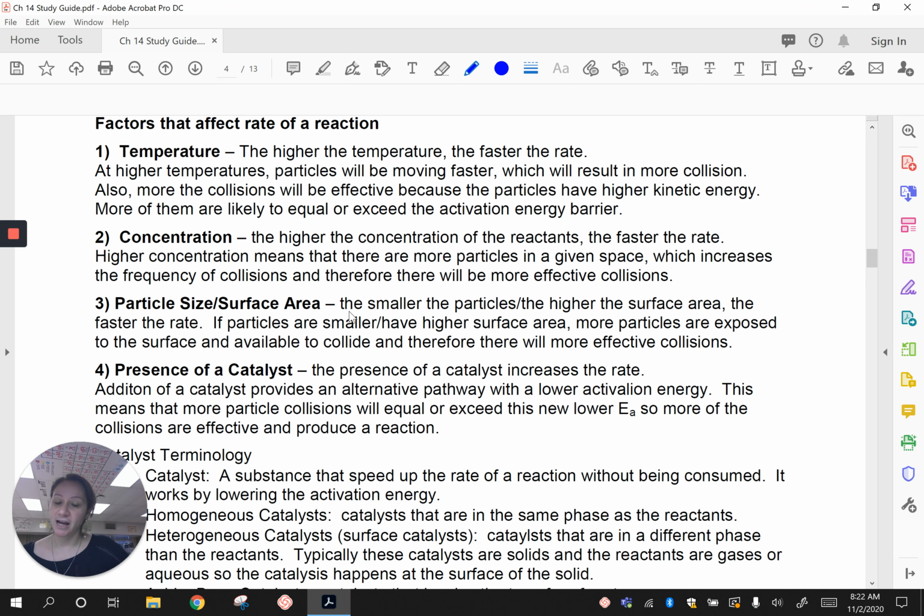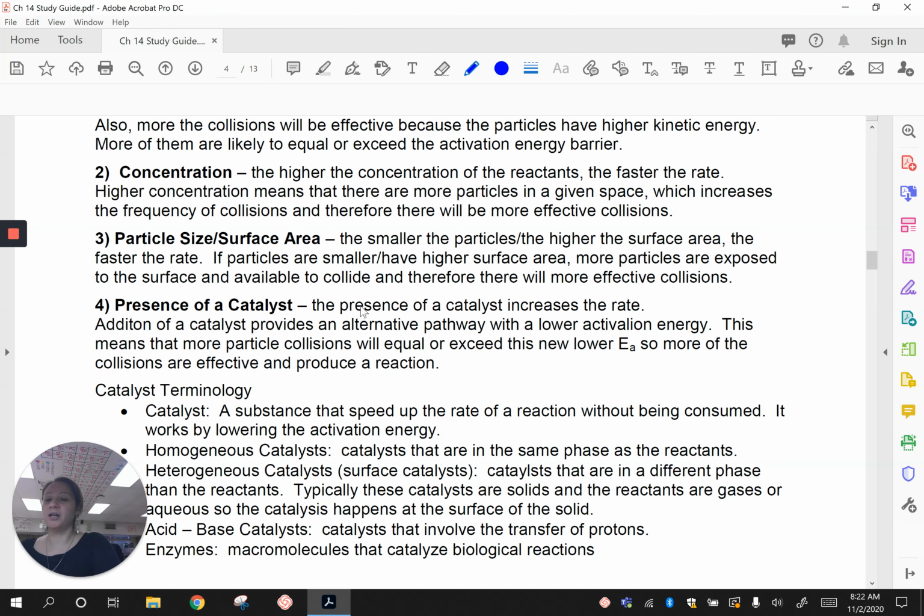Particle size and surface area. So if I have the same amount, but I break it up into smaller pieces. So for example, if I'm going to put something this amount versus I break it up into smaller pieces. So same amount, but smaller pieces like this. Then the smaller pieces, the smaller particles have a higher surface area, and so more of them are exposed and able to collide. So you get faster collisions and faster effective collisions.